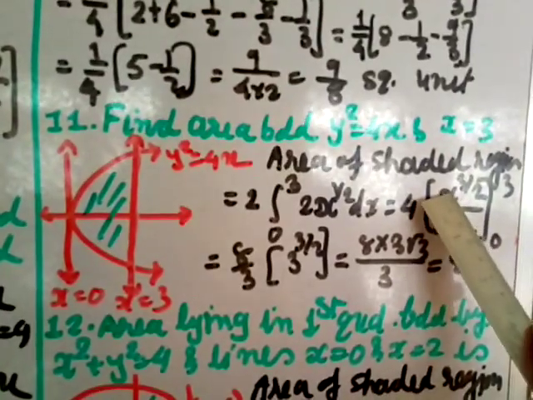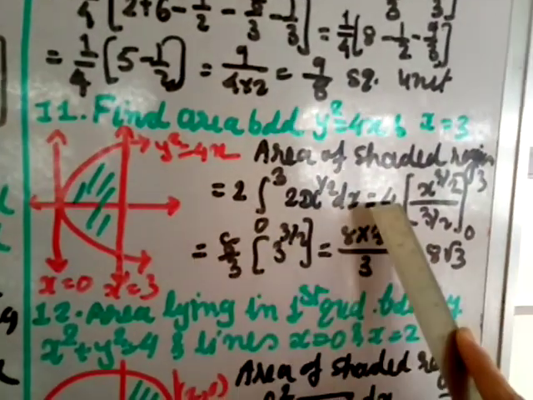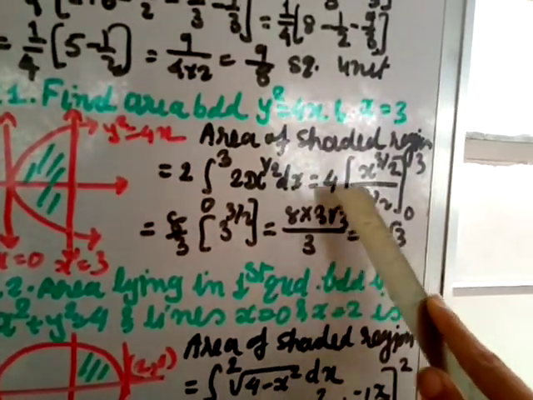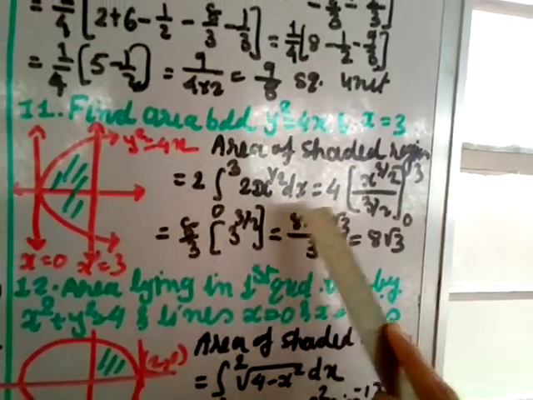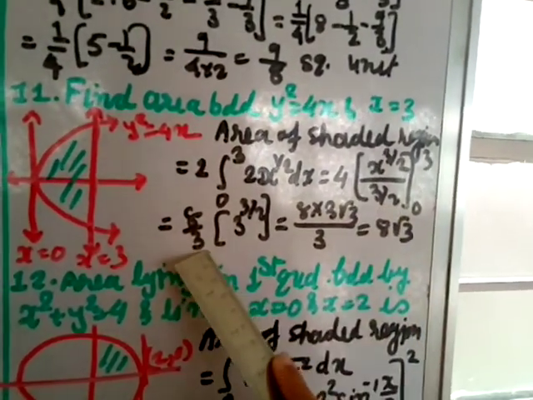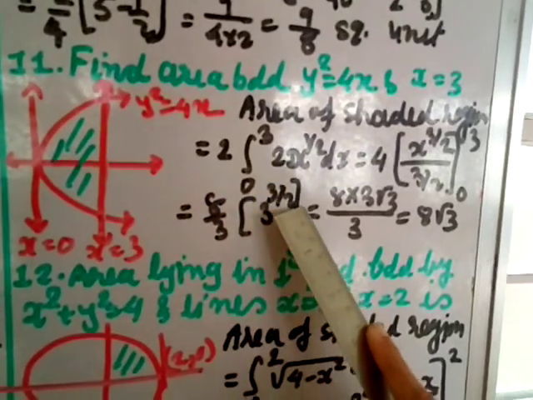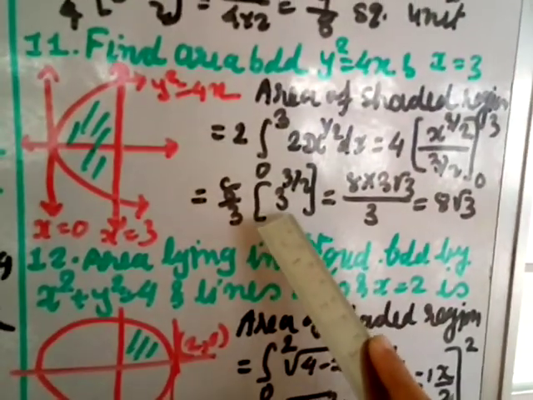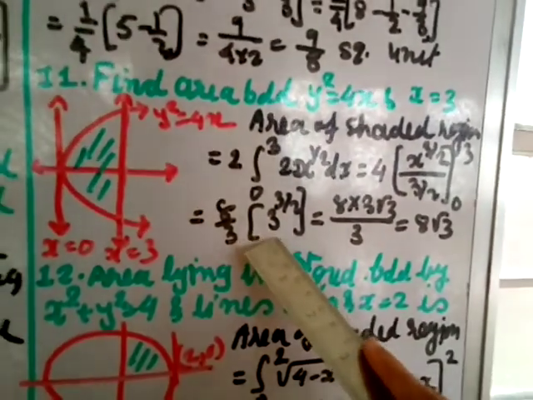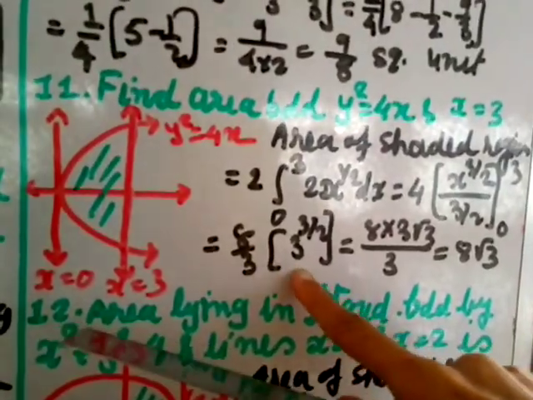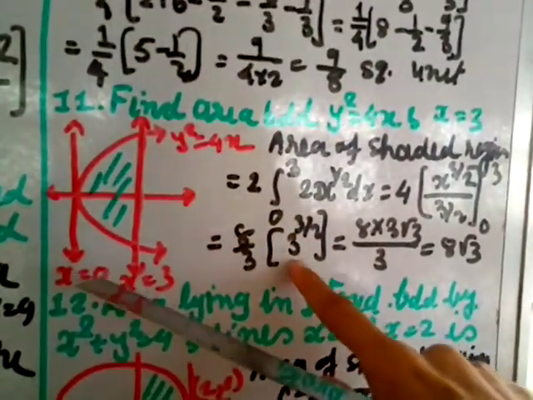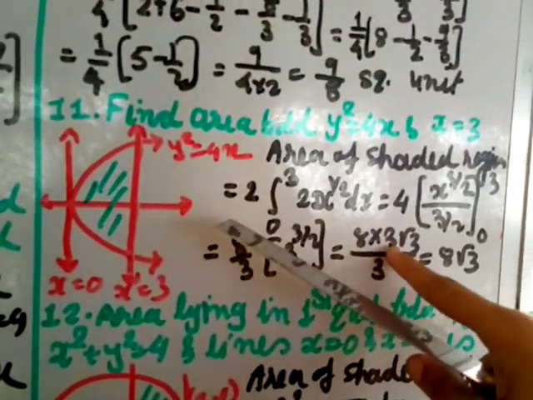So put 3 here. Here 4 is there because of this 3 by 2. So 2 you take up and 3 will come here. So 4 into 2, 8 by 3, and put 3 first. So 3 power 3 by 2. First I am doing 3 power 3, and then I am taking the square root.